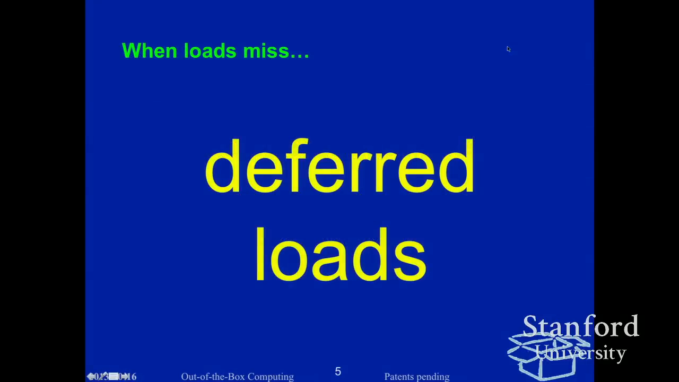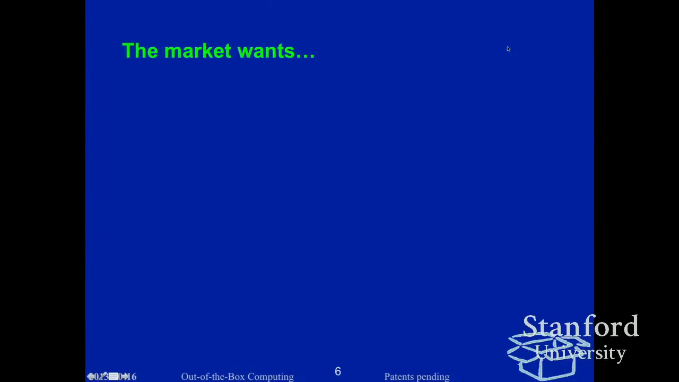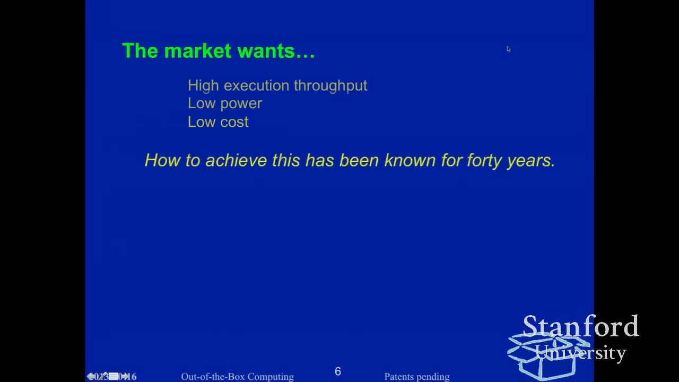The first topic is deferred loads, and I will explain that. But first, I must mention where we're coming from. This is not a research project. It's not an academic product. It's intended to be a commercial chip. Consequently, we must, in fact, wind up being driven by the marketplace. And what the marketplace wants out of a CPU is high execution throughput, low power, and cheap.